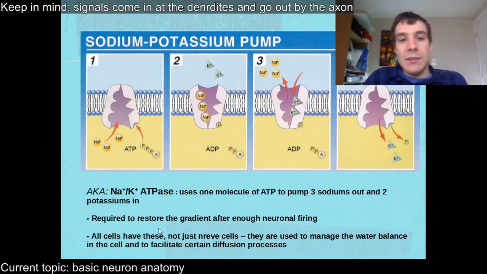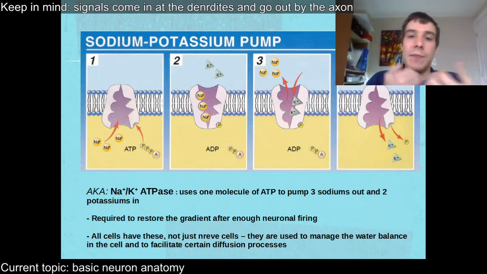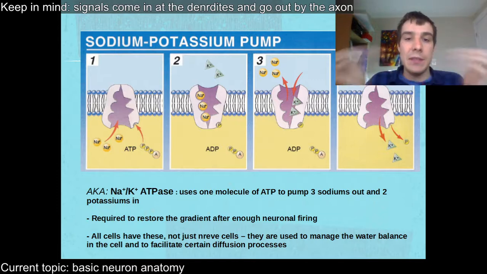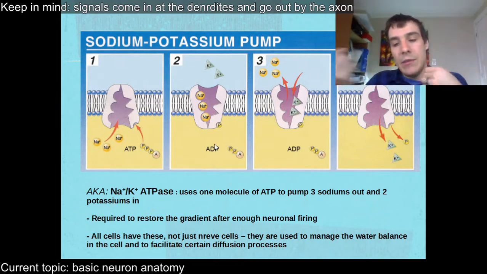This is in neurons required to restore this gradient after they fire because the firing is going to upset the gradient. But all cells have these, not just nerve cells, and I've written nerve cells here. I'll fix that in the real PowerPoint. But all cells do actually have these. They're used to manage water balance because where the salt goes, the water follows. So you can turn on these pumps and change how much ion is on one side or the other side of the membrane because it's 3 out for 2 in. So your cells can then manage how much water goes in and out of them.